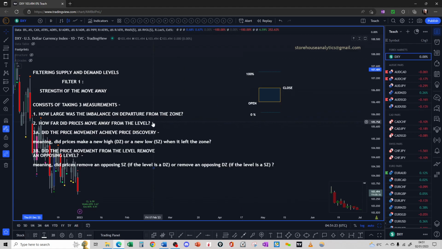So how large was the imbalance on departure from the zone? The very first candle, to summarize, it's the very first candle leaving the zone that you want to measure. Now, one caveat to that, and I will show you an example of this in Tesla. Let's go back to Tesla.